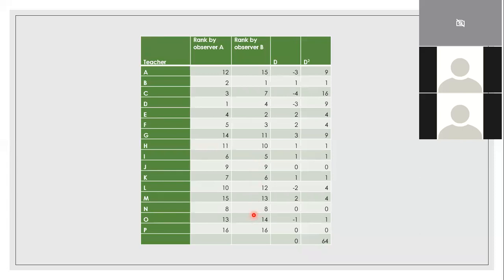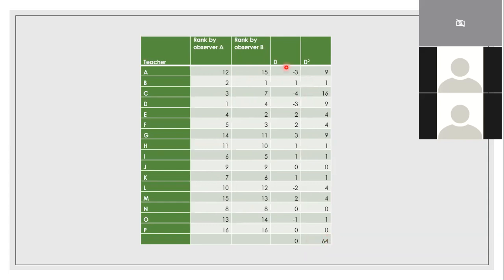Now, for some of the teachers, we see that the ranks are fairly similar, but for some of them, we see some wide gaps between the scores. And so, overall, what is the level of reliability? And so again, we know that our formula requires the sum of these squared.